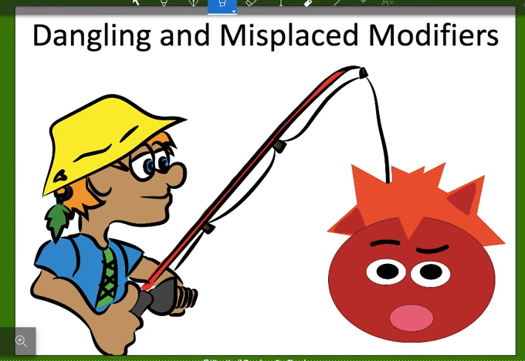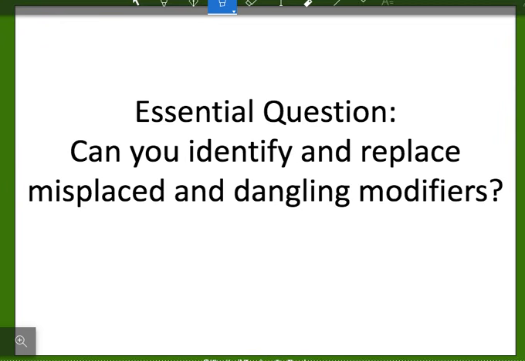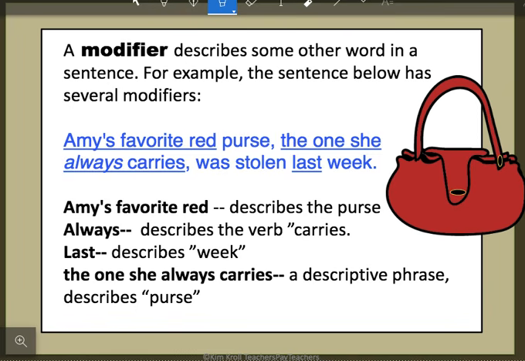Dangling and misplaced modifiers. So make sure you're copying into your notes as we go through this video. So the question we're trying to answer is, can you identify and replace misplaced and dangling modifiers? First of all, what is a modifier? So a modifier simply describes some other word in a sentence.